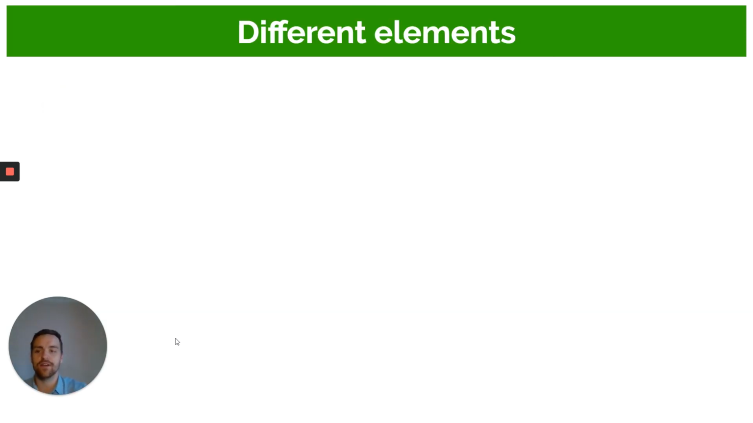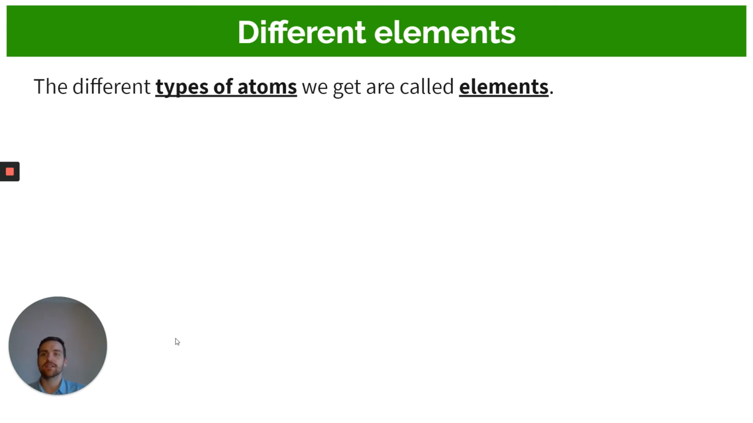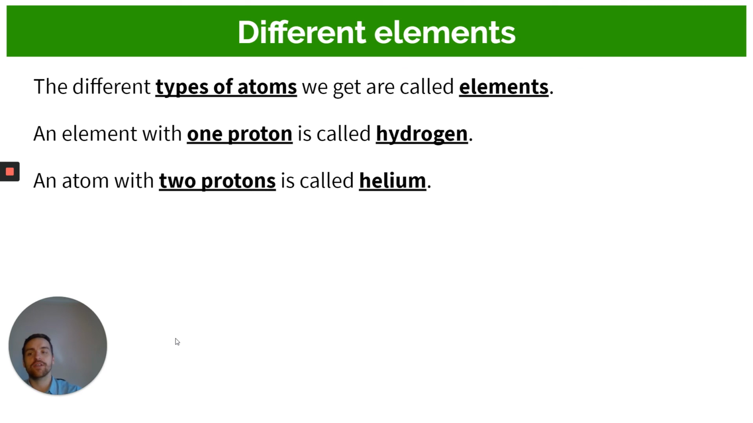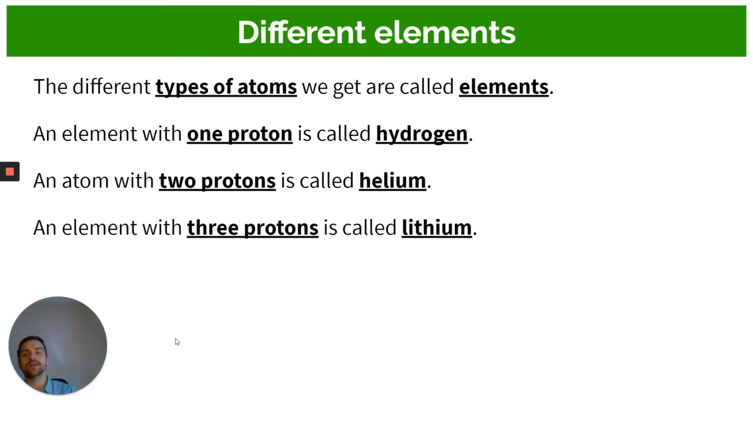Okay, let's talk about the different types of atoms we get. The different types of atoms are called elements. Okay, there's hydrogen that has one proton. So if you find an atom and it has one proton in the middle, it's called hydrogen. Okay, if we added another proton and made it two protons, then it would be helium. And if we could add another proton, it would turn into lithium. Okay, so these different types of atoms are called elements. And the only thing that makes them different is the number of protons.